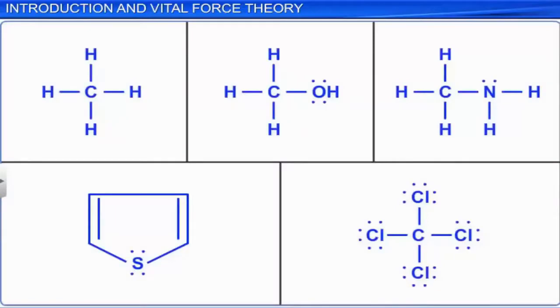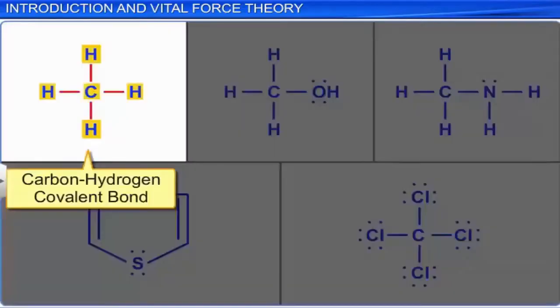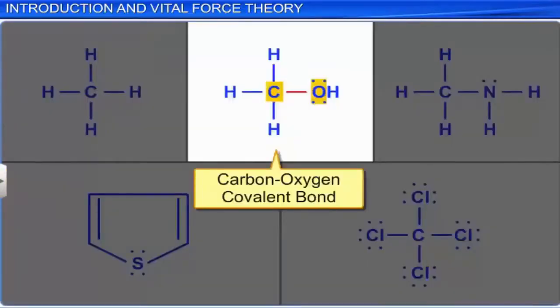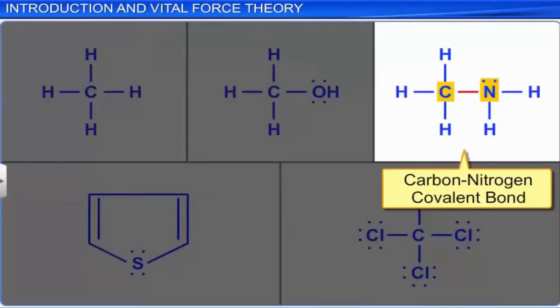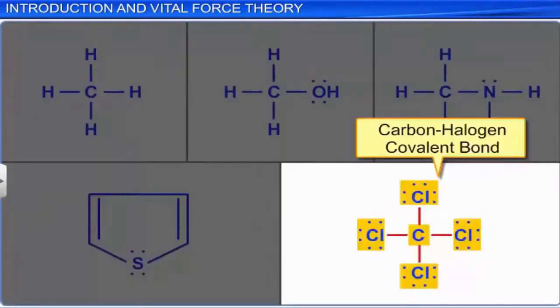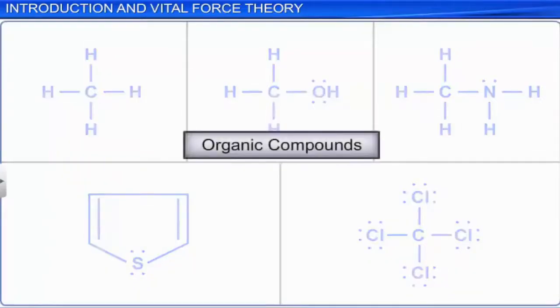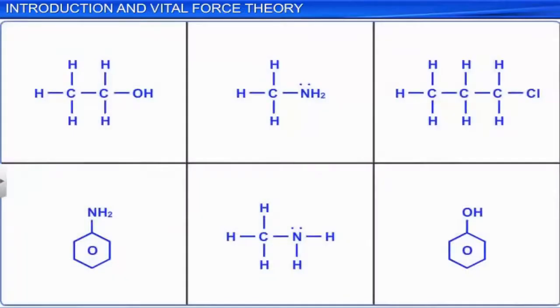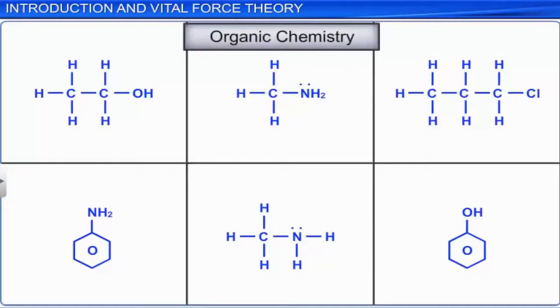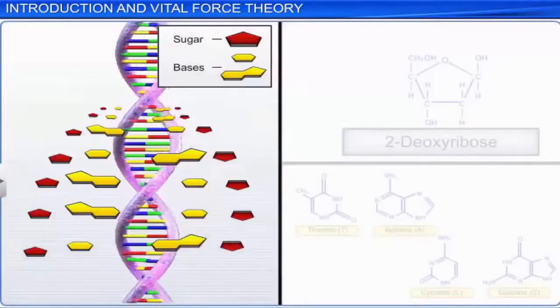Carbon also forms covalent bonds with hydrogen, oxygen, nitrogen, sulfur, and halogens. These carbon compounds are known as organic compounds. And the branch of chemistry that studies the formation and properties of organic compounds is known as organic chemistry. Organic compounds form the basis of life.